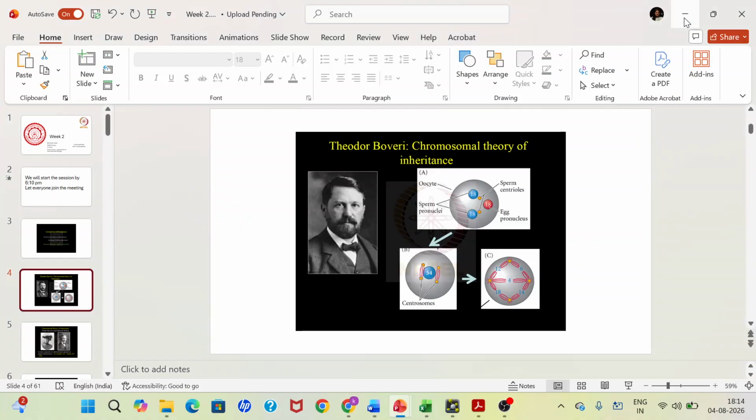So yes, Theodore Boveri is the one who gave the chromosomal theory of inheritance, according to which the chromosomes are equally divided in each cell in an organism, and if the number of chromosomes varies inside the cell, then it can lead to a problem in the growth of that embryo or the zygote, and that can lead to the death of the embryo also. That is what the chromosomal theory of inheritance says.